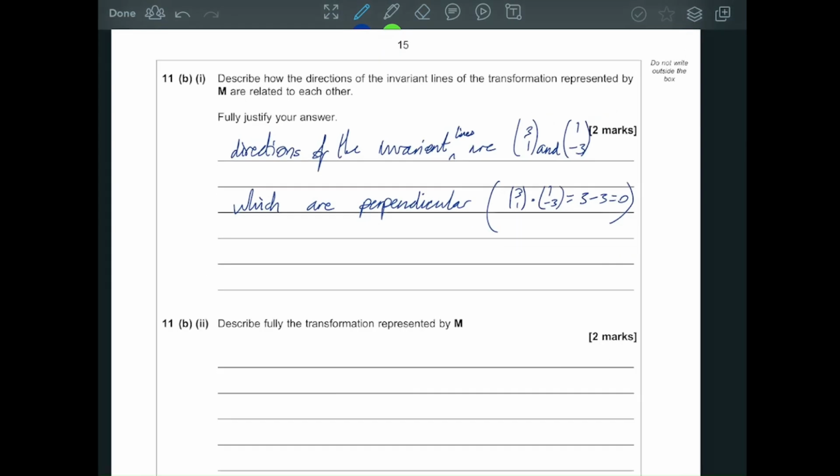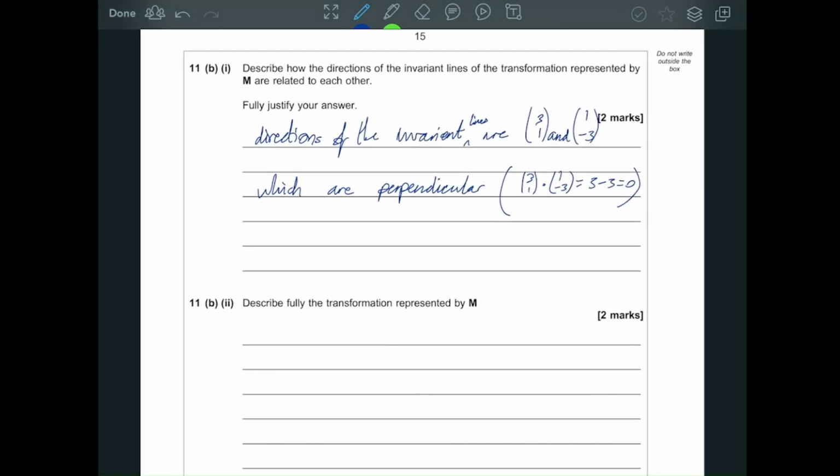Fully describe the transformation represented by M. So we have two invariant lines, 3, 1 and 1, negative 3, which are perpendicular, and their eigenvalues are telling you how you are pushed along each of those lines. So this is going to be a stretch by scale factor 2 along 3, 1, and a stretch by scale factor 7 along 1, negative 3. 2 and 7 were the eigenvalues. So this is a two-dimensional stretch by a different amount in those two directions.